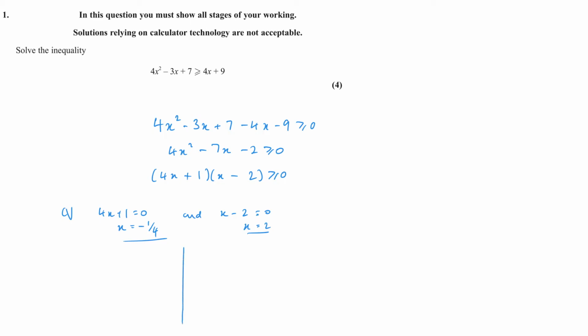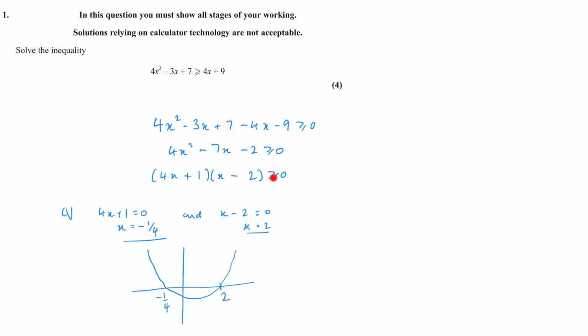And from here, I need to do a quick little sketch. Now it's a positive x squared, so it's going to look like a U shape, and it's going to go through minus a quarter and plus 2. Okay, so that's the important bit.